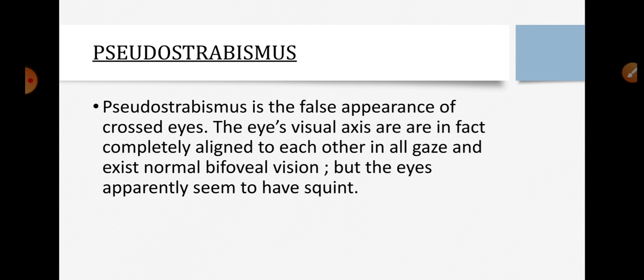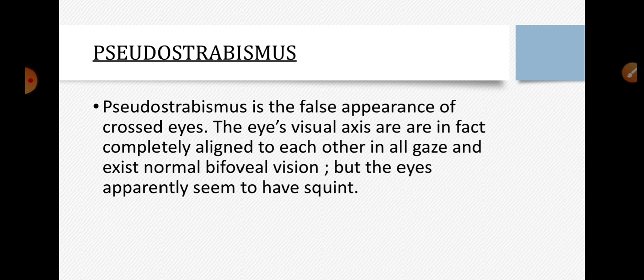Pseudoesotropia. If the person has a prominent epicanthal fold, a negative angle kappa, a too small interpupillary distance, or an excessively broad nasal bridge, then this condition will make the eyes look like strabismic eyes. But actually, these eyes have normal binocular vision.